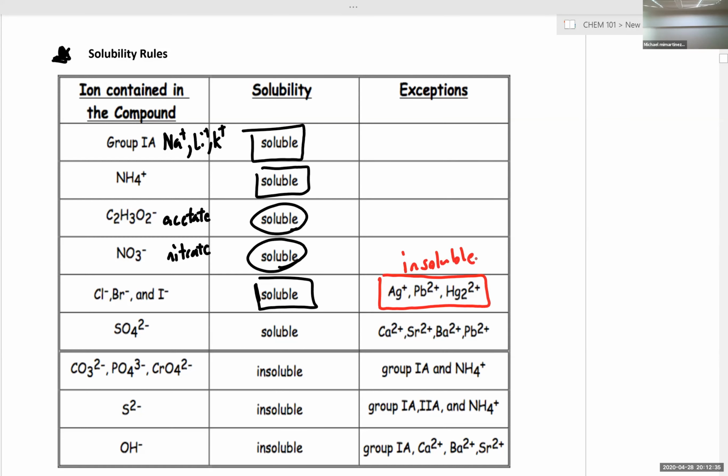So for example, let's use red just to be consistent. Silver chloride would get a solid symbol because it's insoluble. So when you think insoluble, think solid. When you think soluble, I want you to think aqueous.